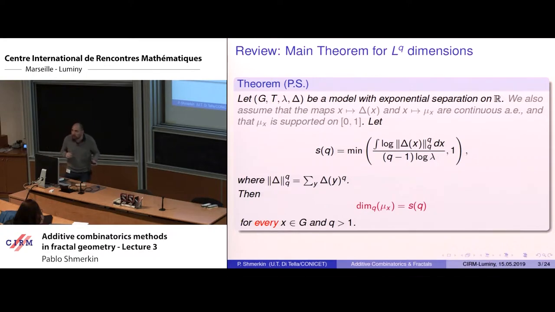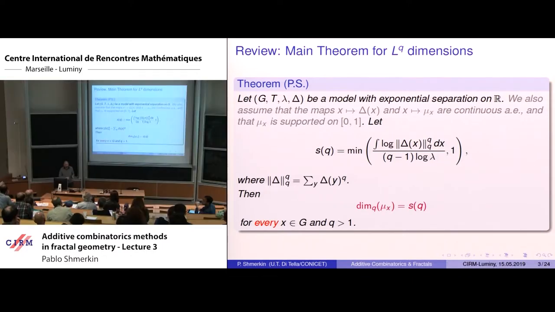Yes? So the delta of Y should be delta of X of Y. Right, yeah. So delta of X is an atomic measure. So the LQ norm of delta of X: delta of X has some atoms, and for each atom you raise the mass to the Q and add over all atoms of delta of X.